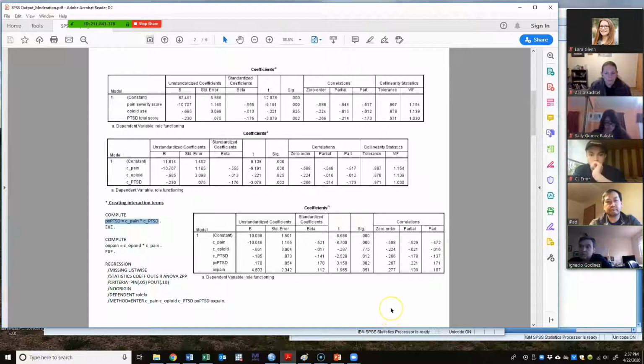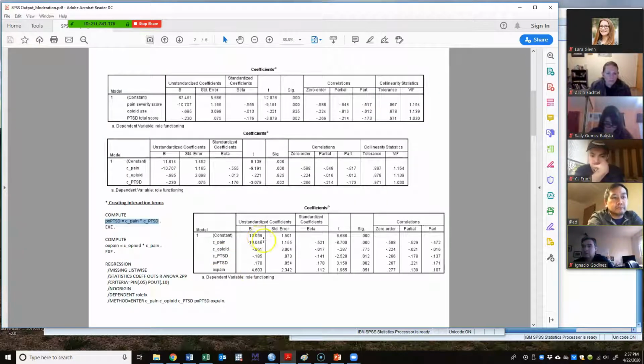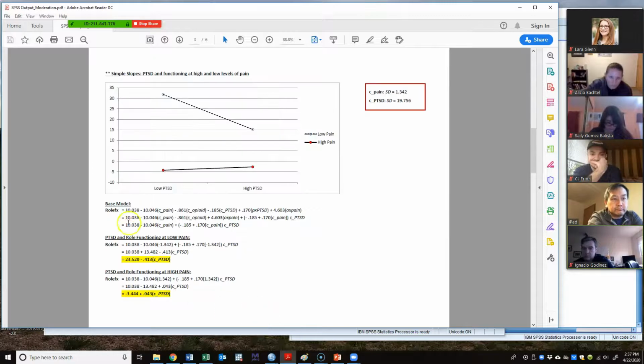but we'll go through and take a look at that, right? So we went through, and what we can do is we can go down through and then by hand, and I'll ask you to do this, create a simple slopes analysis, right? And this is where we're just going through and factoring out our model. We're just taking our coefficients here, our constant coefficient for pain, opiate use, PTSD, and our interaction terms, using those to create our regression model here.